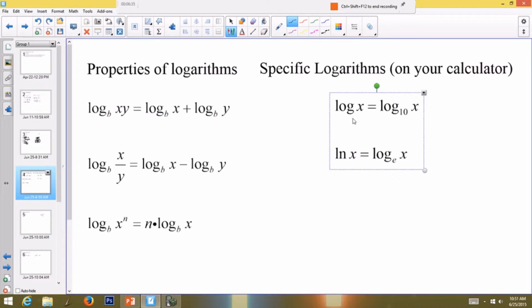Also, as a review, anytime you see just log with nothing underneath, we're going to call that log base 10. And anytime you see an ln, we're going to say that that is log base e, remembering e is Euler's number, which is 2.71, I think, 2.171, something like that. We don't have to memorize it. It's kind of like pi.